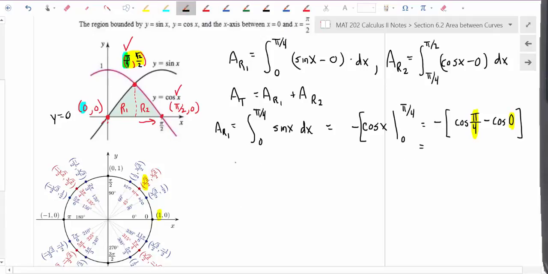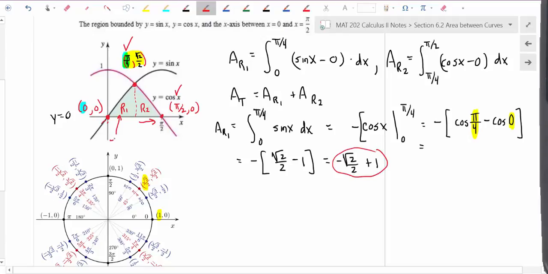So what I'm going to have when I move this over here is negative square root of 2 over 2 minus 1. So that's going to be written as negative square root of 2 plus 1. Okay, then I'm just going to circle that because that's what the area of region 1 is. So that area is negative root 2 over 2 plus 1. Okay, we've completed that area. So now we're going to move on to the second integral, area of region 2.